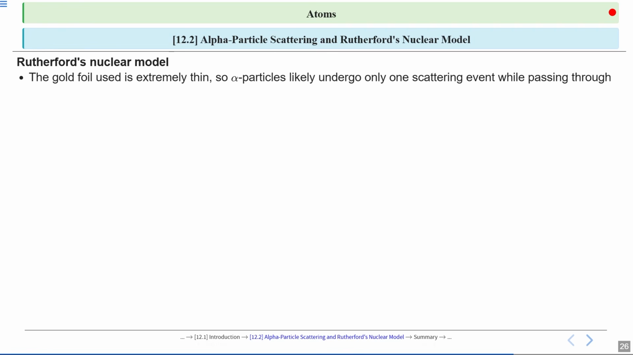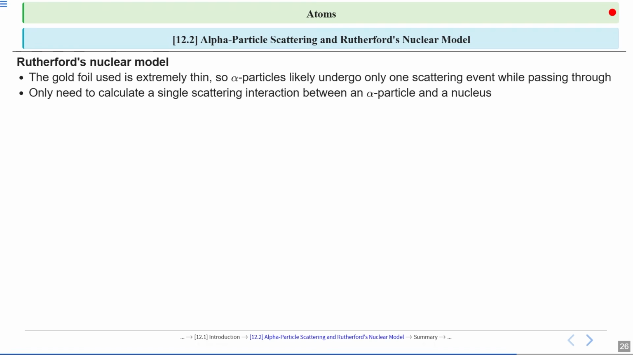Notice that the gold foil used in the experiment is extremely thin. This is important because it means most alpha particles, which are the particles being fired at the foil, will only interact with one gold atom as they pass through. This makes the analysis much simpler since we can focus on single scattering events. Because the foil is so thin, we only need to calculate what happens during a single collision between an alpha particle and a gold nucleus. This allows us to ignore the possibility of multiple scattering, which would make the math and the interpretation much more complicated.